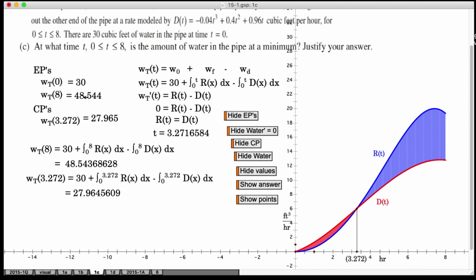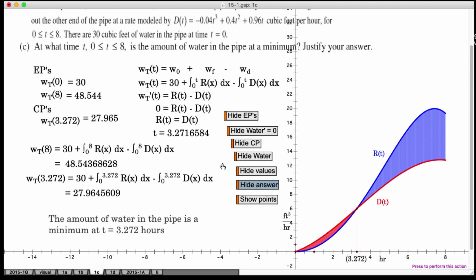So now to answer your question, you just have to compare these 3 values, whichever is the lowest. We want the minimum, so you answer your question there. The amount of water in the pipe is a minimum at time t equals 3.272 hours. And the justification for that is your table, or your comparison between the critical points and endpoints.